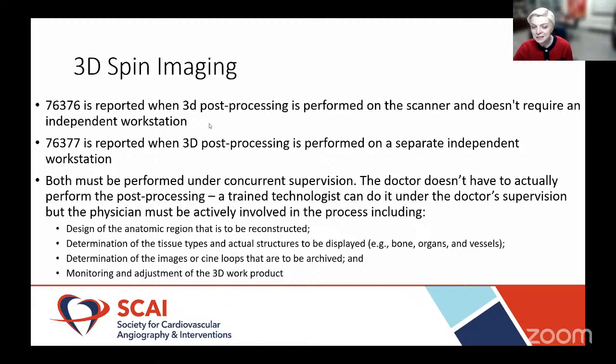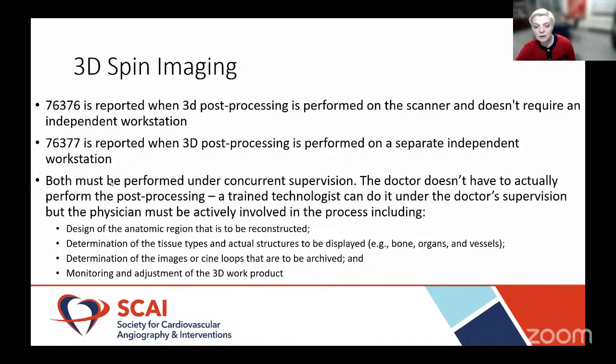We go to 3D spin imaging. There are two different codes, and this depends a little bit on your workstation capabilities. 36376 and 77. So 76, you report when the 3D post-processing is performed on the scanner on which you get the pictures and doesn't require an independent workstation. And 77 is when you have to do it on a separate independent workstation.